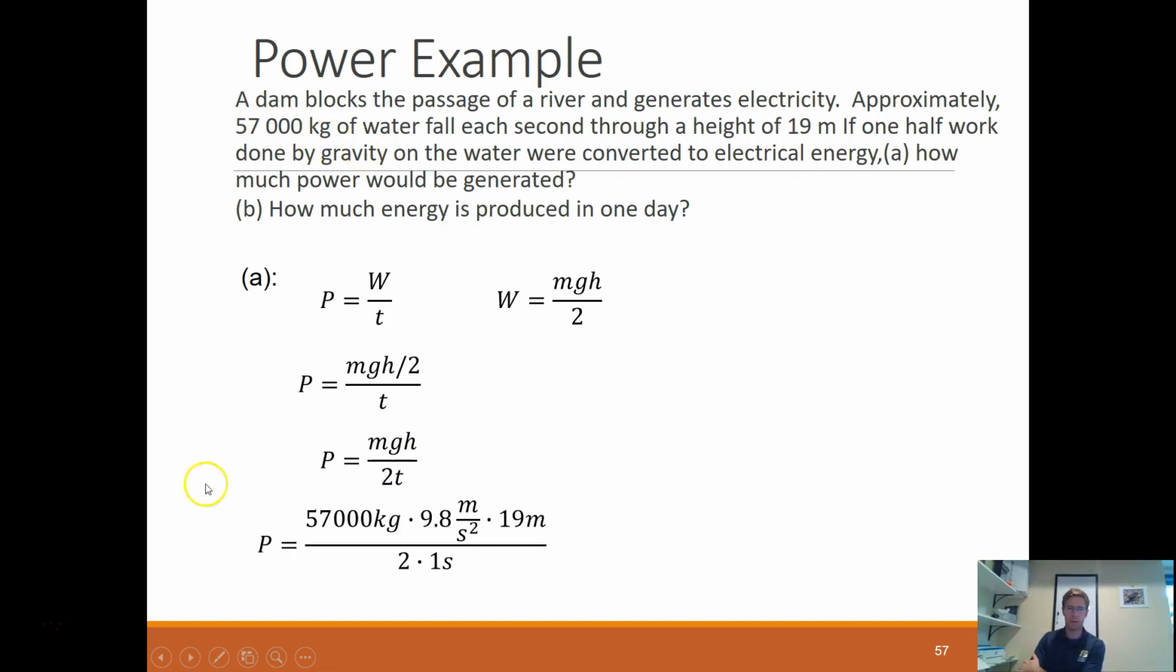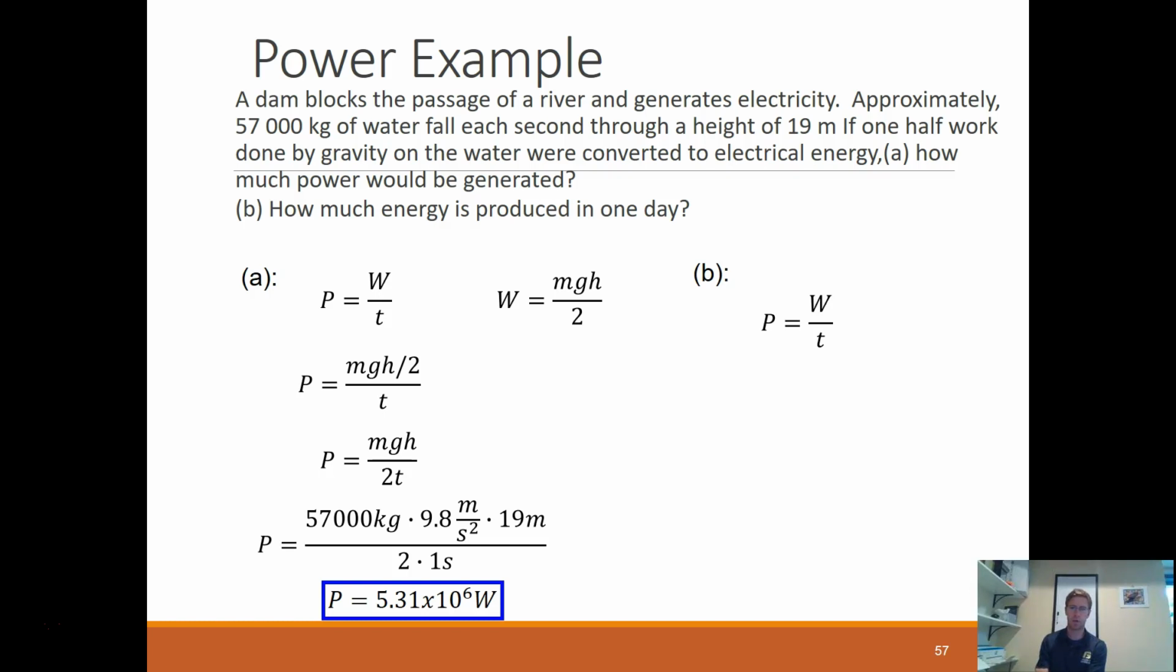And so what we can do is we can do 57,000 kilograms per second times gravity, 9.8 meters per second squared, times our 19 meters. And what we find is that our power is 5.31 times 10 to the 6th power watts. That is a lot. 5,310 kilowatts of power being produced. That would be pretty nice. Can power a lot of homes with that. All right, box-worthy.